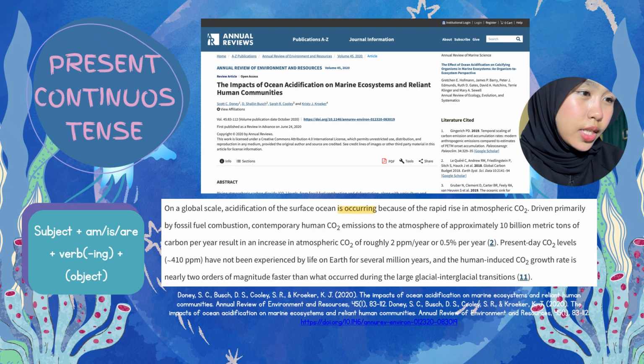As for the present continuous tense, the formula is subject plus am, is, or are plus verb-ing plus object. As we can see from this article, an example is: on a global scale, acidification of the surface ocean is occurring because of the rapid rise in atmospheric CO2.